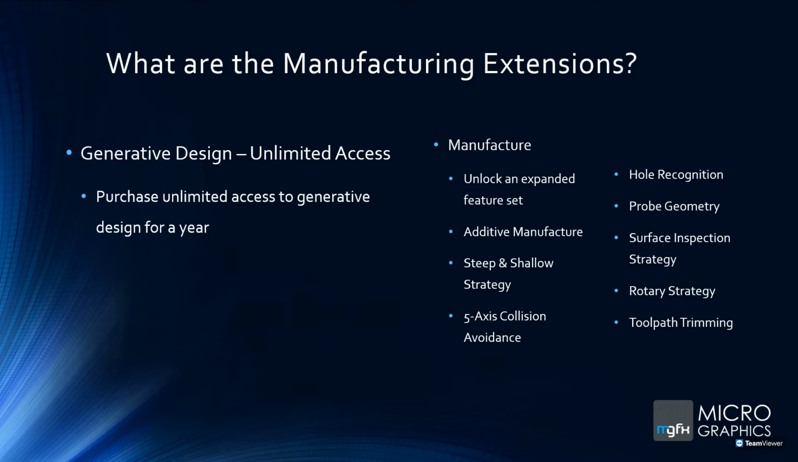And these include additive manufacturing for metal powder bed fusion machines. So you can expand from doing 3D printing with plastics to actual laser sintering or metal powder bed fusion. Strategies like steep and shallow with 5-axis collision avoidance, hole recognition, probe geometry, surface inspection strategies, rotary strategies, and also toolpath trimming. So for the bulk of this webinar, we'll be taking a deeper look at the manufacturer features. Like I mentioned, there is a generative design webinar to follow tomorrow.